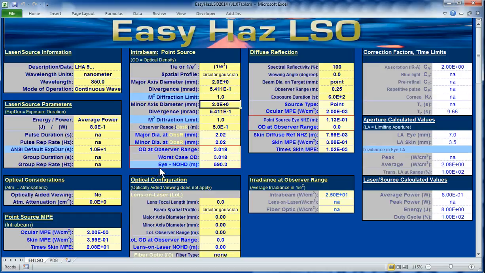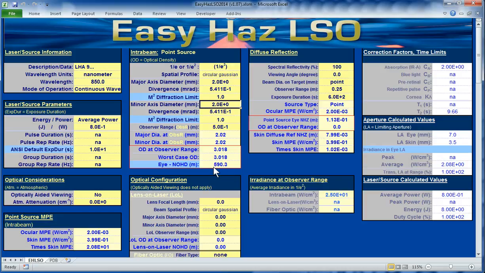So let's go up here and look at our NOHD, which is 590 meters. Let's look at our skin hazard distance, and yeah, it reduces significantly because it's a much higher MPE for the skin than for your eye. So this makes sense that the nominal skin hazard distance would be much shorter, again, as we've seen in some of the previous examples, than the nominal ocular NHD, which is at 590.